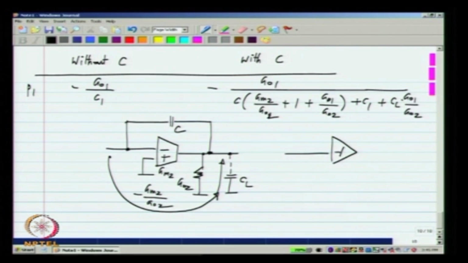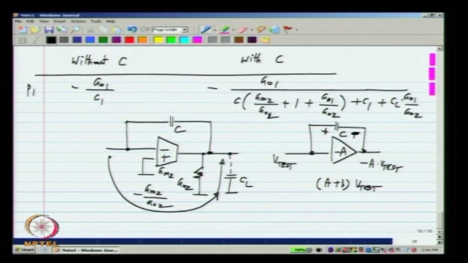So, let us say I have an amplifier of a negative gain minus A, and I connect a capacitor across it. What happens? And let us say I apply some test voltage to the input. The output will be minus A times V test, and the voltage across the capacitor in this polarity will be A plus 1 times V test.